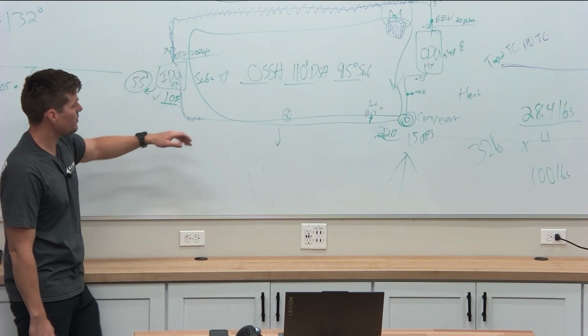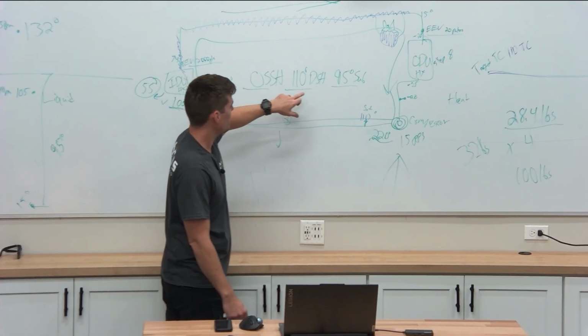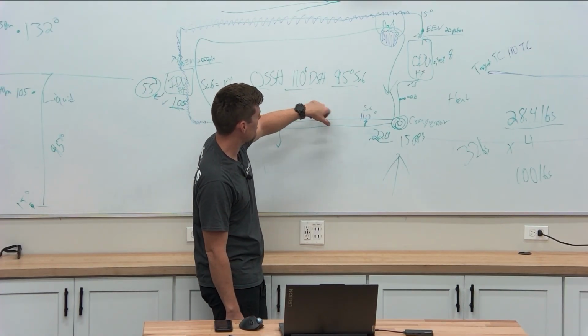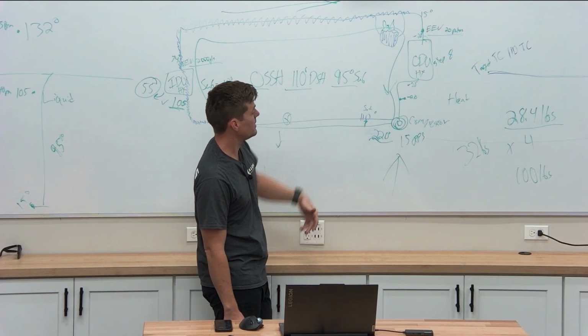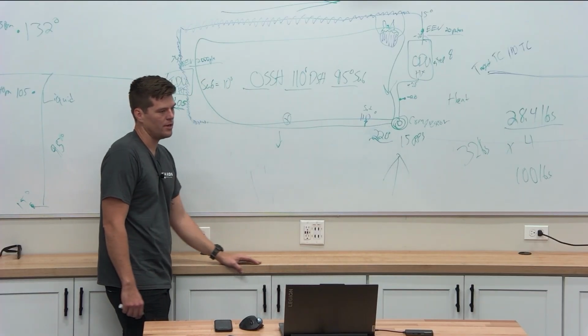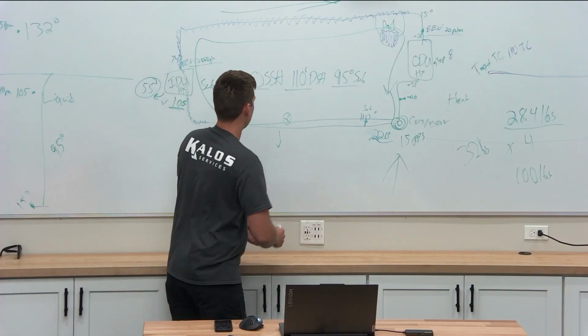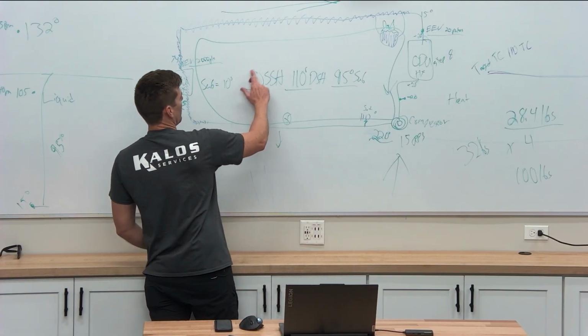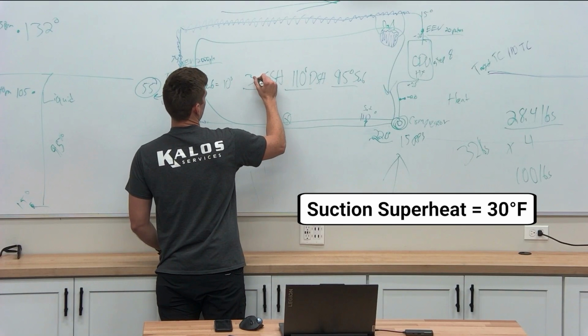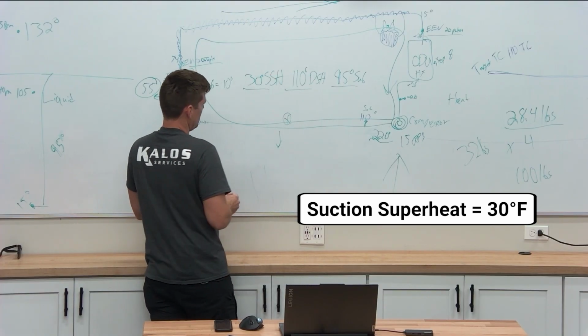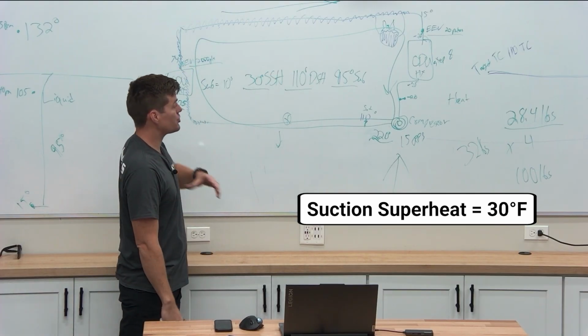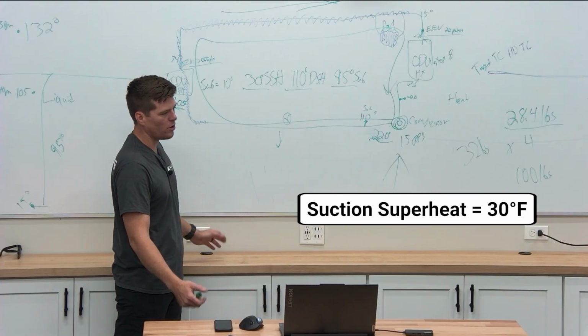And so for this situation, 0 degree suction superheat, 110 degree discharge superheat, and 95 degree subcooling tells me the system is overcharged. Now, if it was less than 100 pounds, then let's say that my suction superheat was actually higher than that, right? So if it's not extreme overcharge, let's just say it's a slight overcharge.